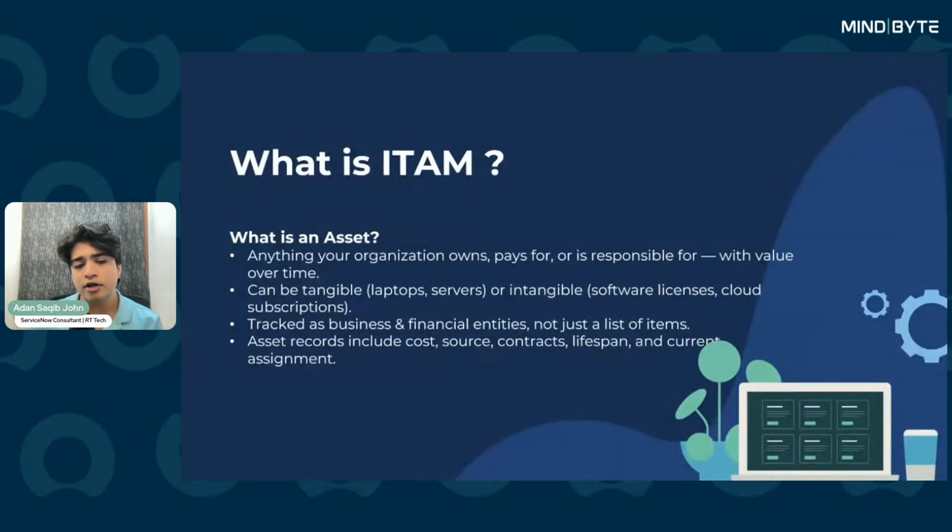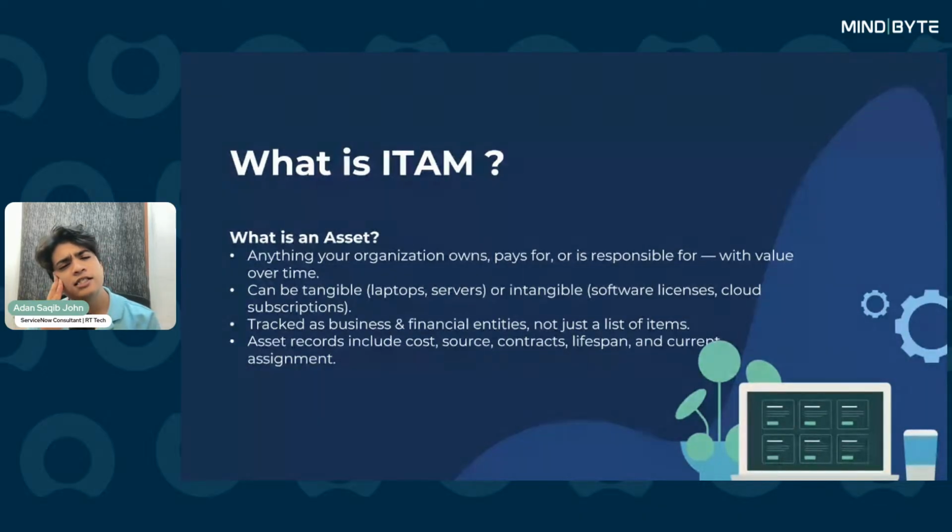We're actually tracking them as a business and financial entity. So an asset record, in whichever table, there are many tables classified in ServiceNow regarding assets, tells us where the asset came from, how much it costs, what contract it's tied to, or how long it's expected to last. And from a financial entity point of view, it can also tell us the depreciation value of that specific asset, which can be configured to your personal needs as well.